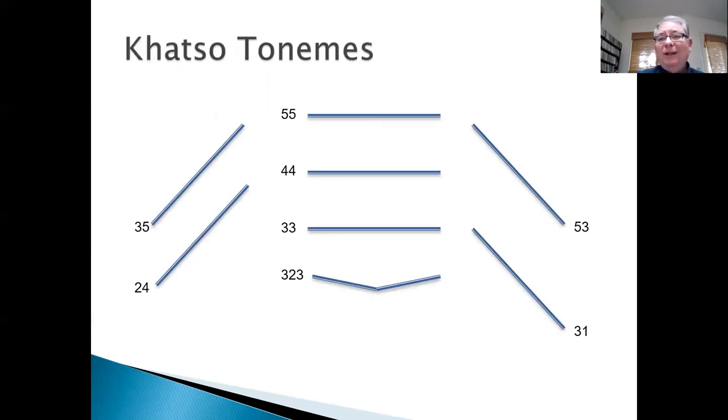The one very notable and unusual thing about Khatso phonology is its very large inventory of tones. There are 8 tonemes in the language, lots of tones: 3 even tones, 5-5, 4-4, 3-3, 2 rising tones, 2 falling tones, and 1 low falling-rising tone.